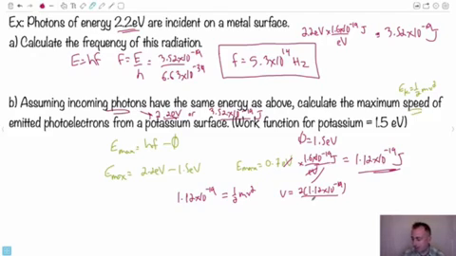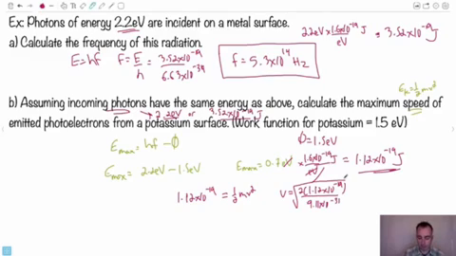What's that? Is that 9.1? Let me just look it up here. What's the mass of an electron? I think it's 9.1. Yeah. 9.11 times 10 to the minus 31 kilograms. And I'll take the square root of all of that. Let's do that on the calculator then.